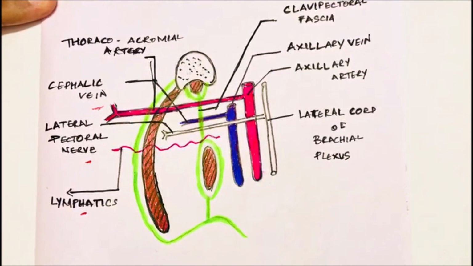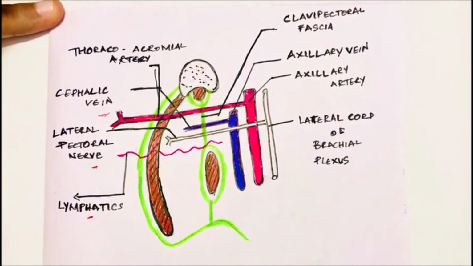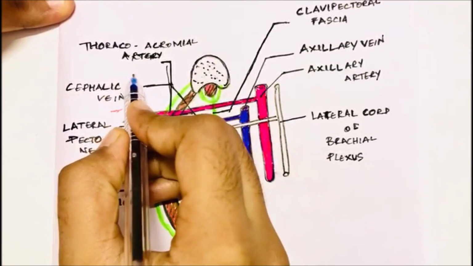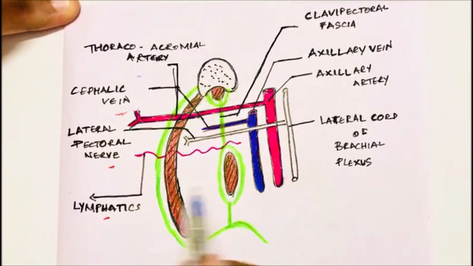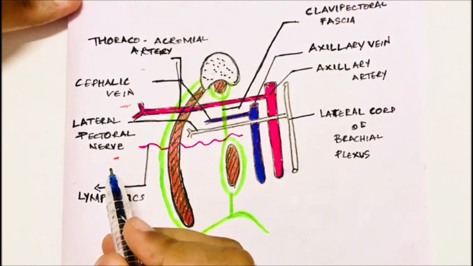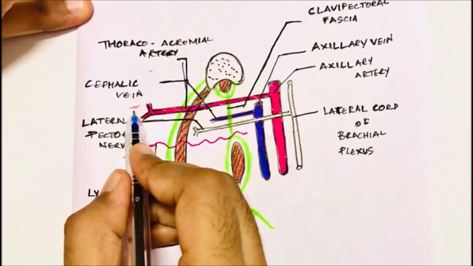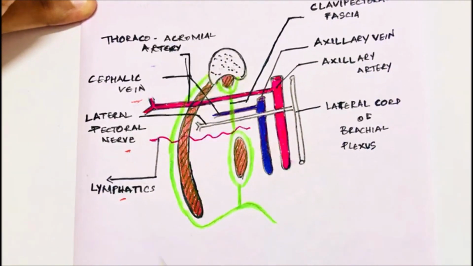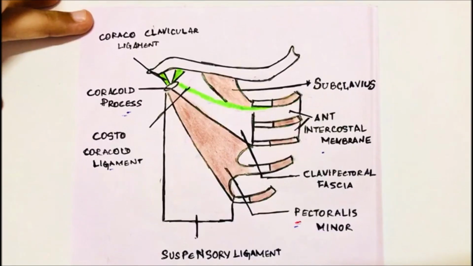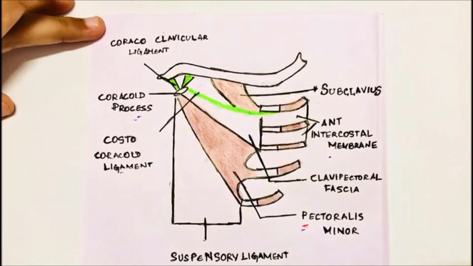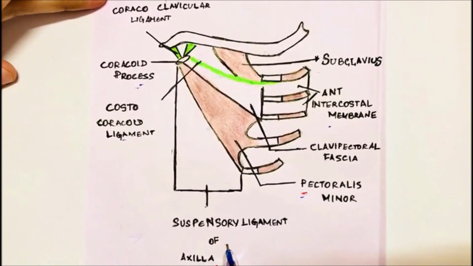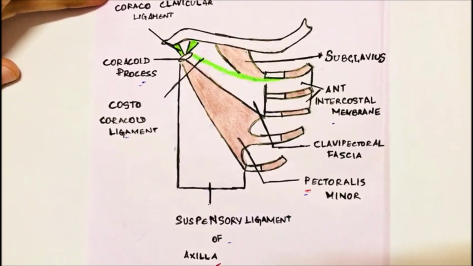Now, let us move on to the structures piercing clavipectoral fascia. Passing outwards are the thoracoacromial artery and its branches and the lateral pectoral nerve. Passing inwards are the cephalic vein and the lymphatics from the infraclavicular nodes and the mammary gland. To talk about the action of the clavipectoral fascia, it acts as a suspensory ligament of the axilla and maintains the dome of the axilla.